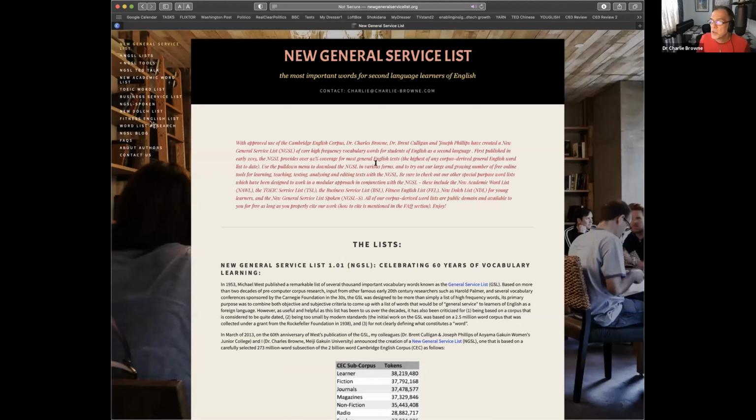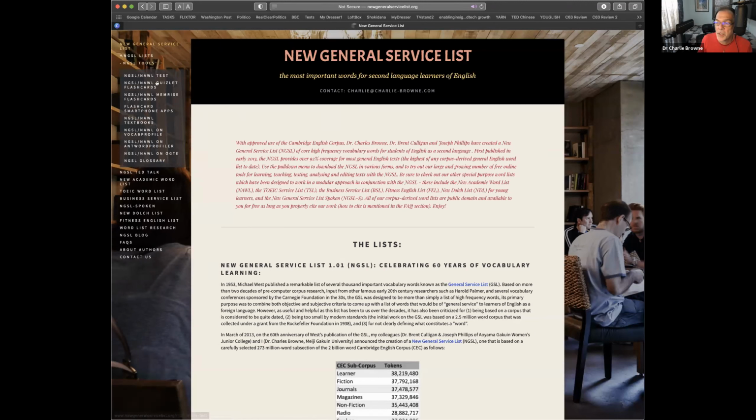Okay. So this is the main website for our word list and for all of our online tools. If you look on the left-hand side, you see New General Service List under tools, NGSL tools. If you scroll down a little bit, these are some of the many free online tools we have.